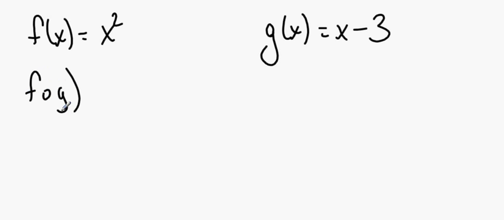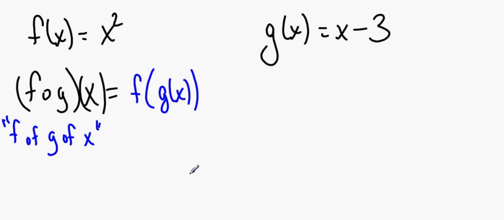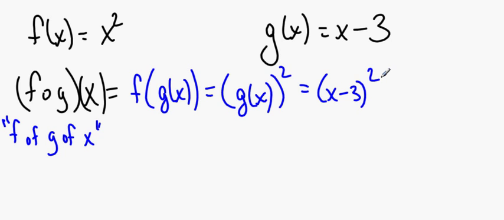What does this mean? f of g of x, and that's read f of g of x. All that means is that we're going to use the f function, and the f function squares an input. The f function takes whatever the input is and squares it. And we're going to let that input be g of x. Well, what's g of x? g of x is x minus 3.